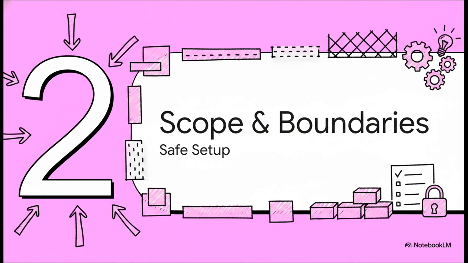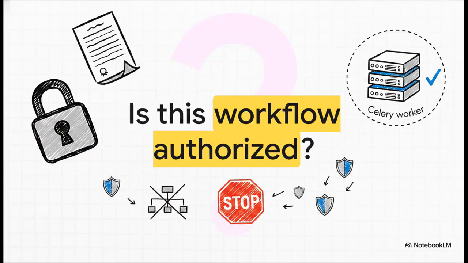Moving right along to Section 2, defining scope and boundaries. First things first, is this workflow actually authorized? Before you add any automation to your Celery workers, you absolutely have to check your scope. Are you automating an application you own? Is it a client-authorized workflow? Or maybe approved internal QA monitoring? This kind of automation should only be built in owned, client-authorized, or contractually permitted environments. If your scope is even a little bit unclear, stop right there. Do not build any more automation.